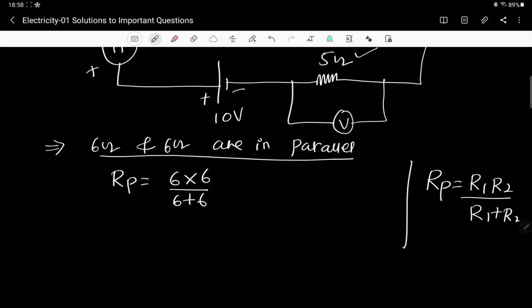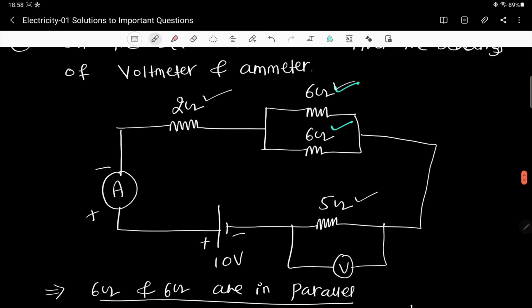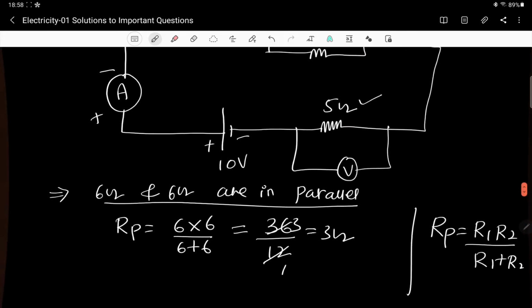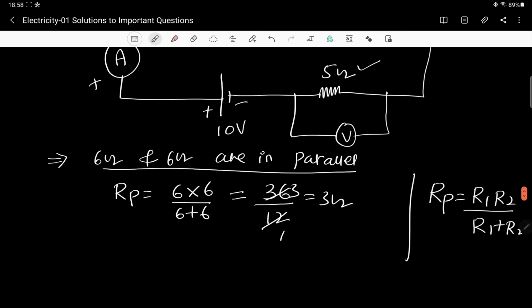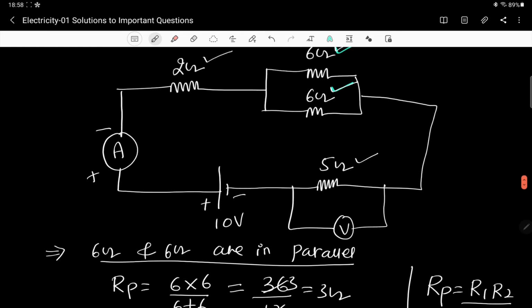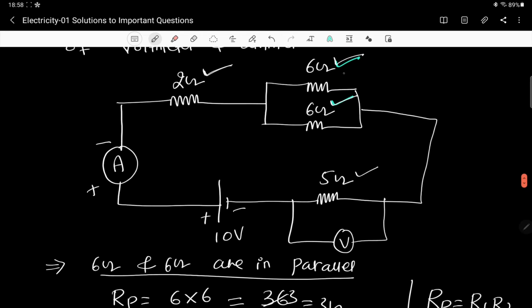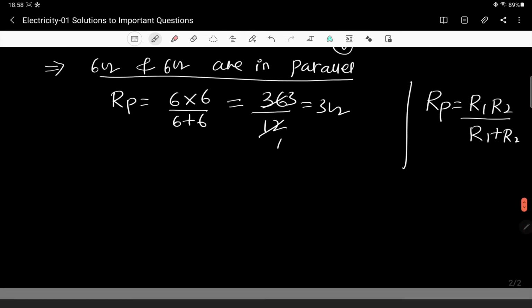If you don't know, let me know in the comment section so that I can solve it for you. 6 into 6 is 36, then divided by 12. So 12 ones are 12, 12 threes are 36, so that is like 3 ohm. So instead of these two resistors, 6 ohm and 6 ohm, I can have only one resistor which is like 3 ohm. Alright, I hope you are understanding. So this 2 ohm, and here I am going to have 3 ohm and this 5 ohm, they will be in series, no? So you can redraw this circuit. So how that circuit will look like, that is like 1 is 2 ohm.